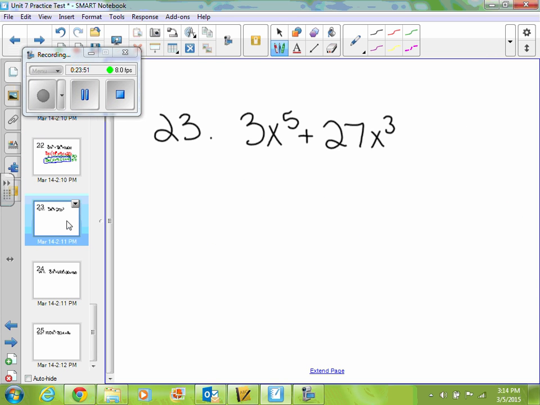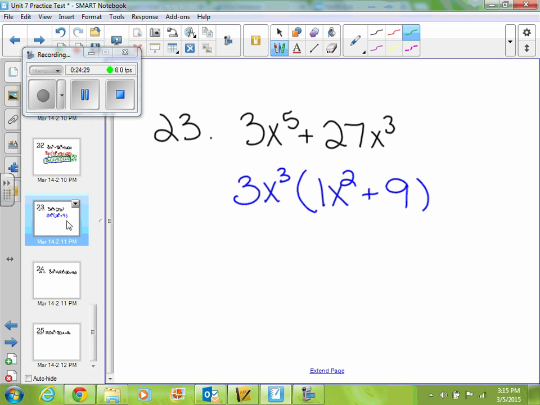So if I look at 23, 3x to the 5th plus 27x cubed. First thing I have to do is factor out my GCF if I have one. So is there anything that goes into 3 and 27? 3. And what about x to the 5th and x cubed? X cubed. Okay. So 3x to the 5th divided by 3x cubed is 1x squared. And 27x cubed divided by 3x cubed is 9.